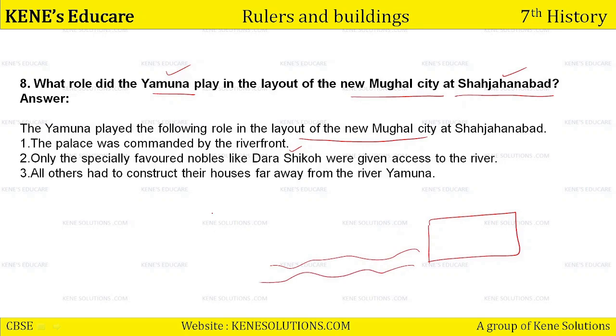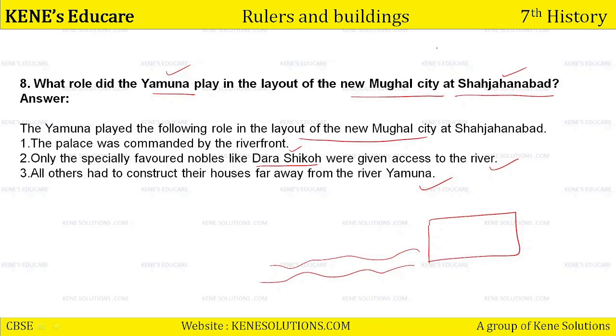Such a beautiful scenery, right? Second, only the specially favored nobles like Dara Shikoh were given access to the river. All others had to construct their houses far away from the river Yamuna. Okay, so this was the main layout regarding the river with Shahjahanabad, the new city.